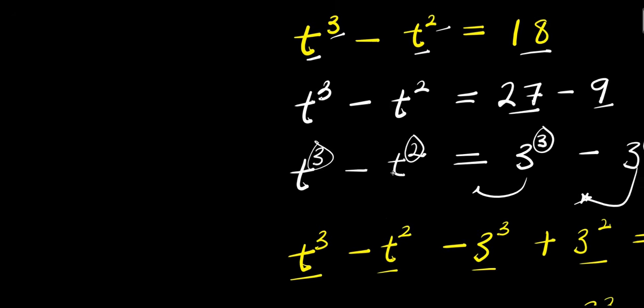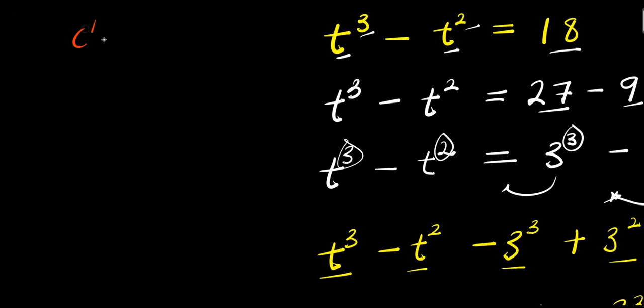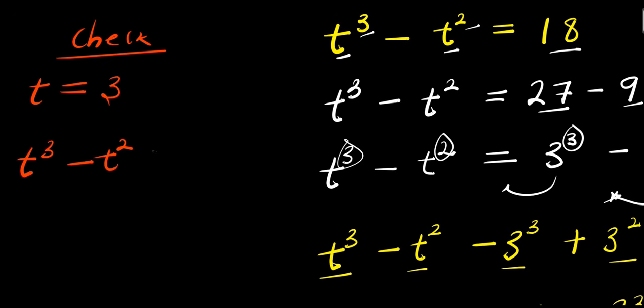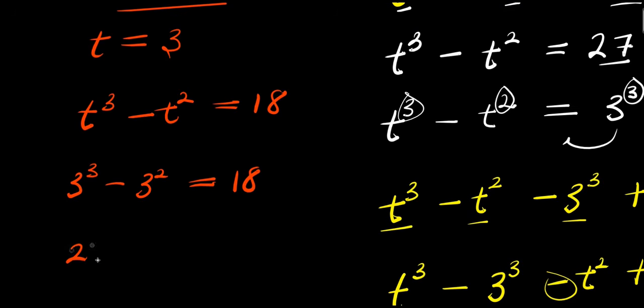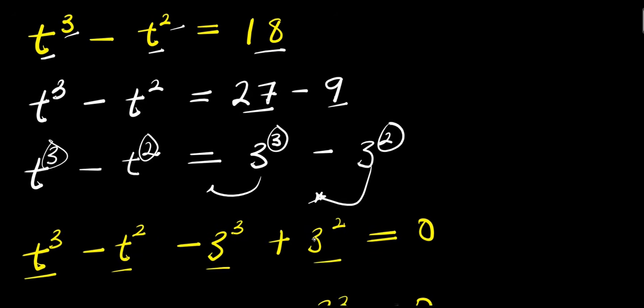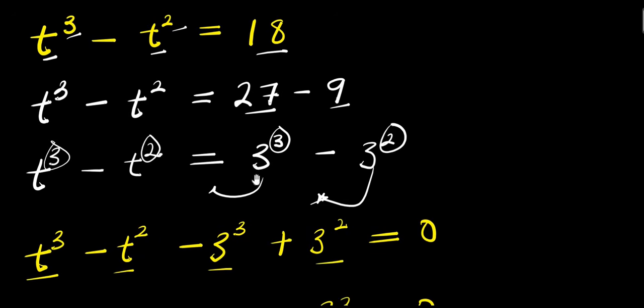If you want to insert that value for t, you are going to get the same thing. You can just check that out quickly. We have t equals 3. This is t power 3 minus t power 2 equals 18. This is 3 power 3 minus 3 power 2 equals 18. And 3 power 3 is 27, minus 9 is 18. 27 minus 9 is 18, equals 18. So guys, this is how you solve this exponential problem step by step and get all your answers, with complex and real values. Thank you.